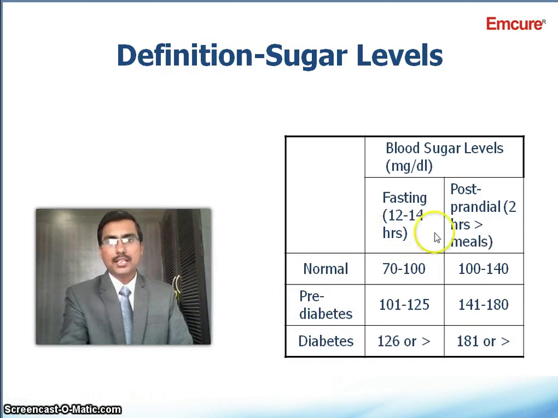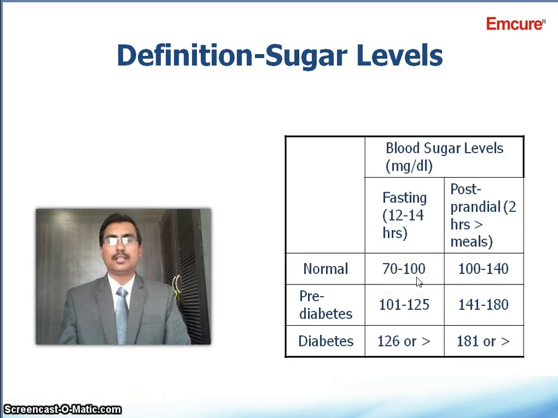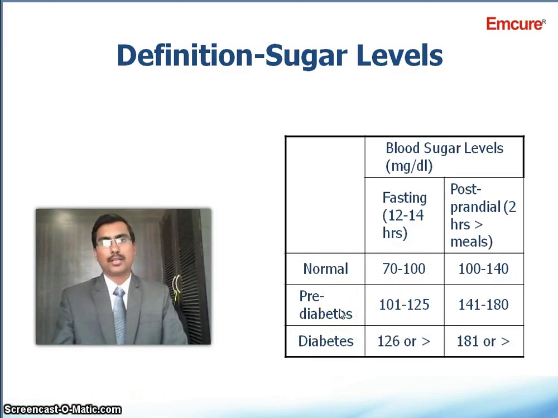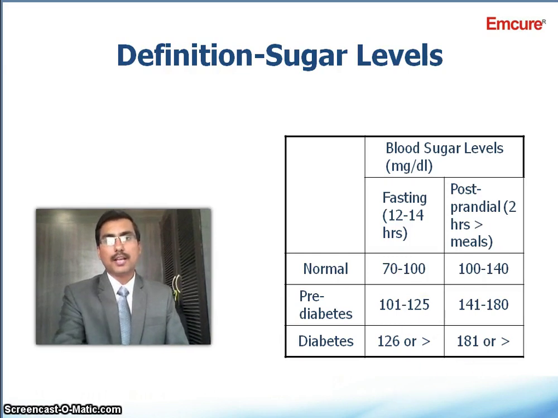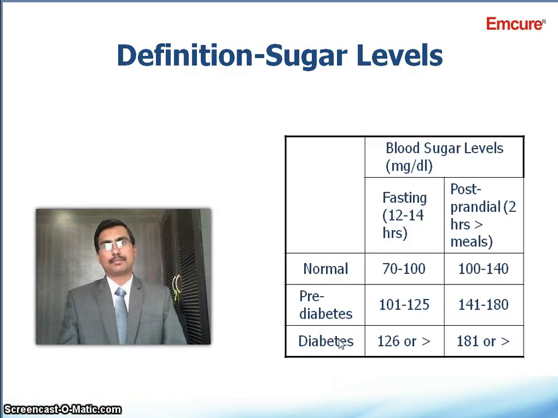Now, in case of fasting condition, if the value is in between 70 to 100 mg per dl, then the person is a normal person. And if the value is in between 101 to 125, the person is a pre-diabetic patient. That means neither the patient is a normal person or diabetic, but he or she is progressing towards diabetes. The last one in fasting condition: if the value is 126 or more than that, then the person is a diabetic patient.